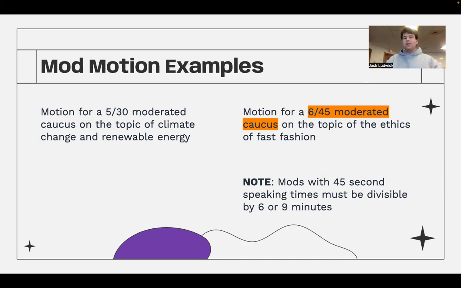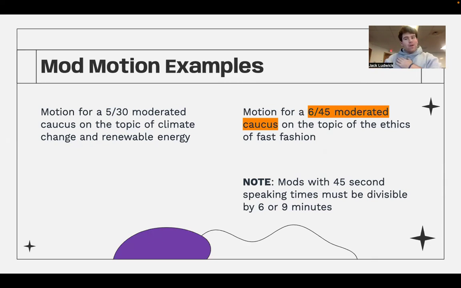The way that that's structured is the first number is the total speaker's time. So for this one, it's 5 minutes. For that, the next one, it's 6 minutes. If it's a 10:1, that's a 10 minute total speaker's time. The second number is the individual speaker's time. So if it's a 10:1, then each speaker has 1 minute and there will be 10 speakers total.